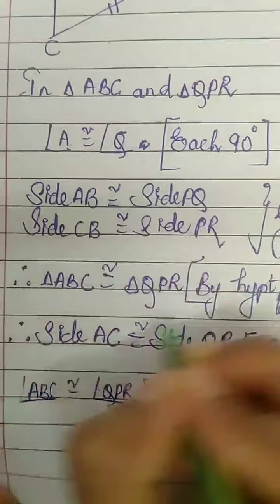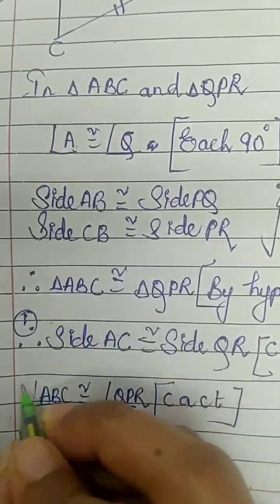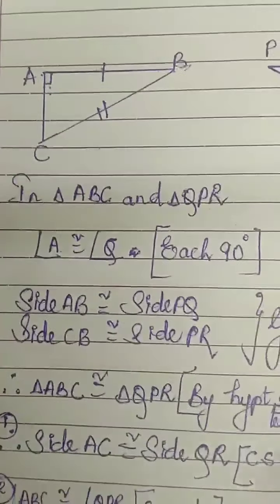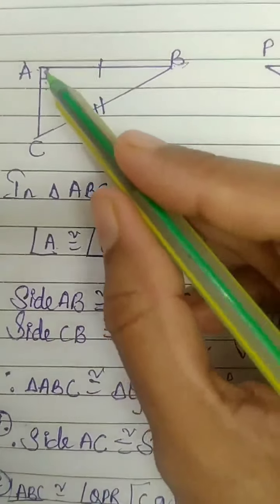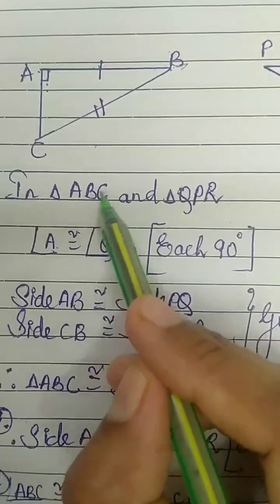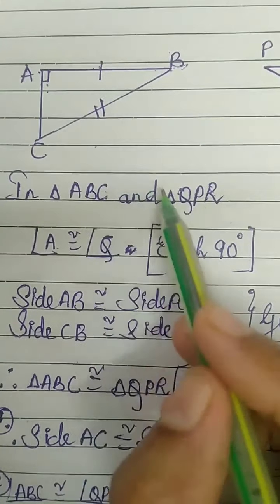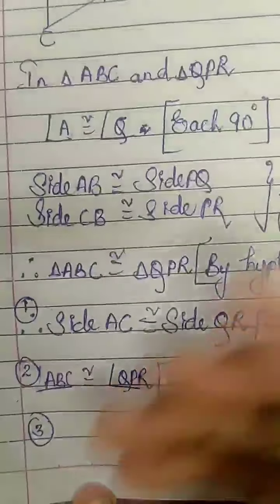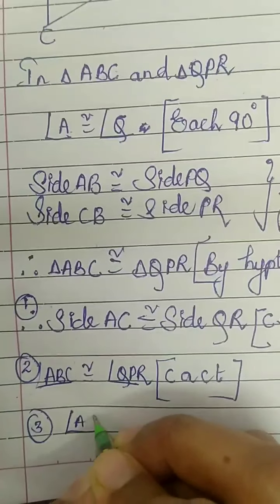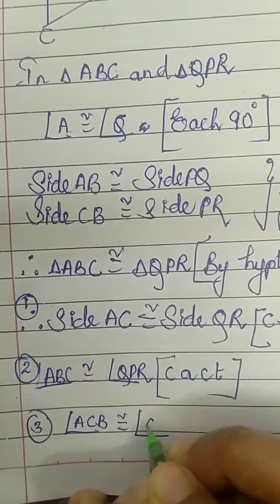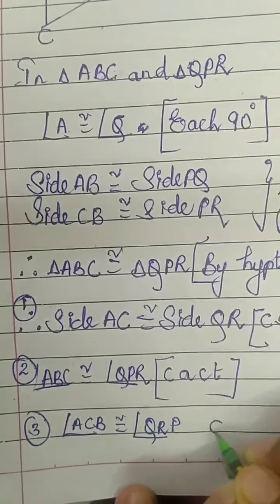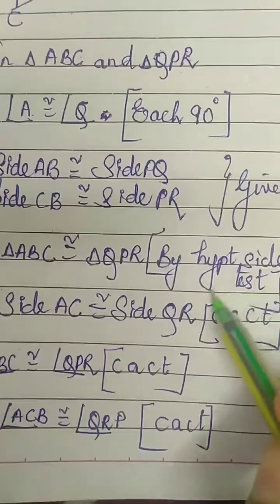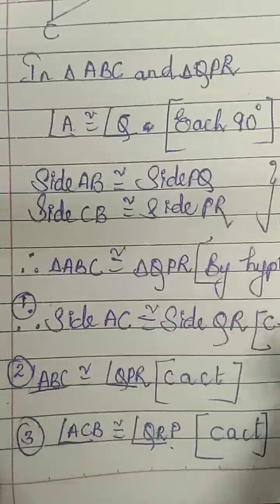Okay, so we got 1, the remaining congruent parts are 1, 2, 3, third one. That is one more angle. Okay, so the next angle will be ACB. So first, third and second. ACB, so this will be QRP. Angle ACB congruent to angle QRP. This is also CACT. Okay, so we have named the test and the remaining congruent parts.